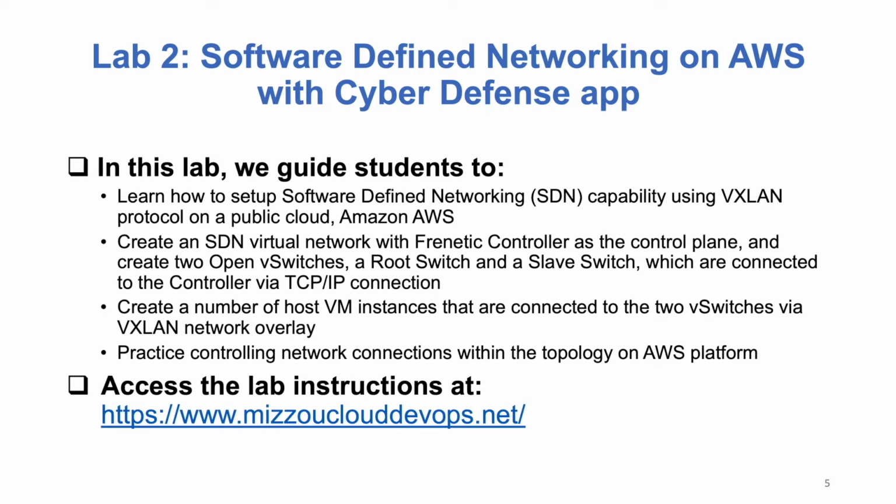We'll then create a number of host machines that are connected to these switches via a Virtual Extensible LAN network overlay to mimic the servers, users, and attackers in the network topology. At the end, we'll practice using Doulos to control network connections between these nodes and then collect sample network connection packet data. For this lab, you will have to access the lab instructions from our Mizzou Cloud DevOps.net site to access the PDF instructions to be able to execute this lab.